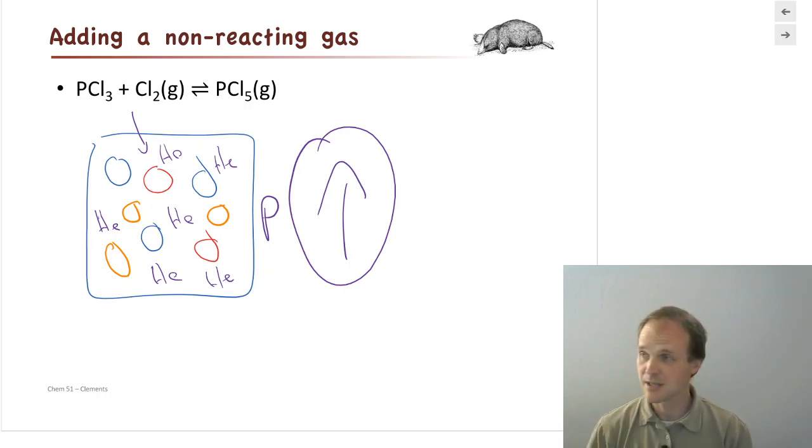And based on the last slide, you might be like, well, Professor Clements, you just told us that when you increase that pressure, what you're going to do is you are going to move to the side with the least number of moles of gas, and so this reaction is going to shift right in response.